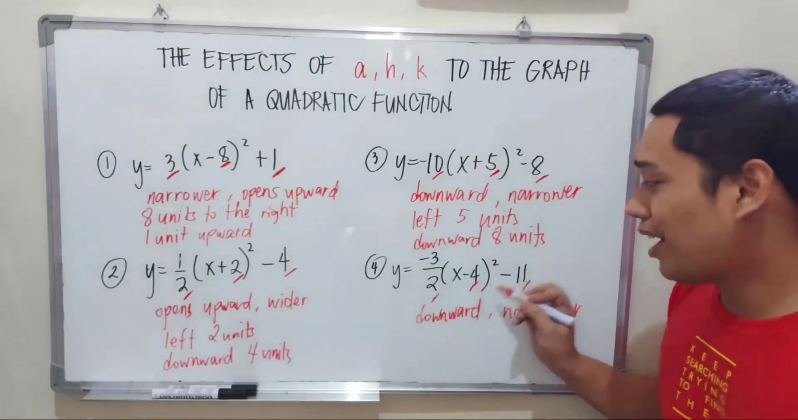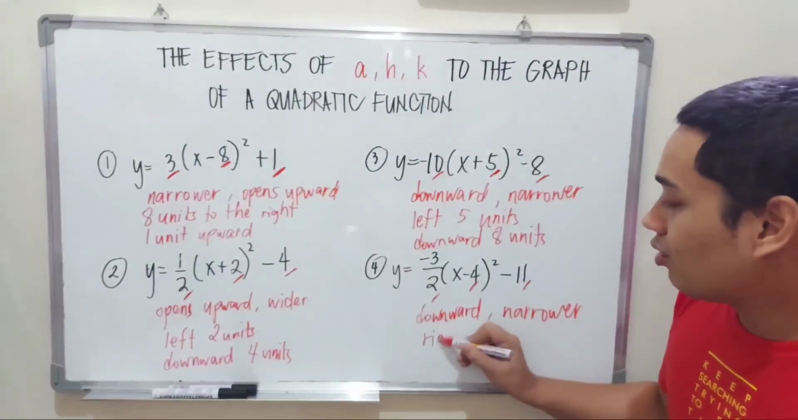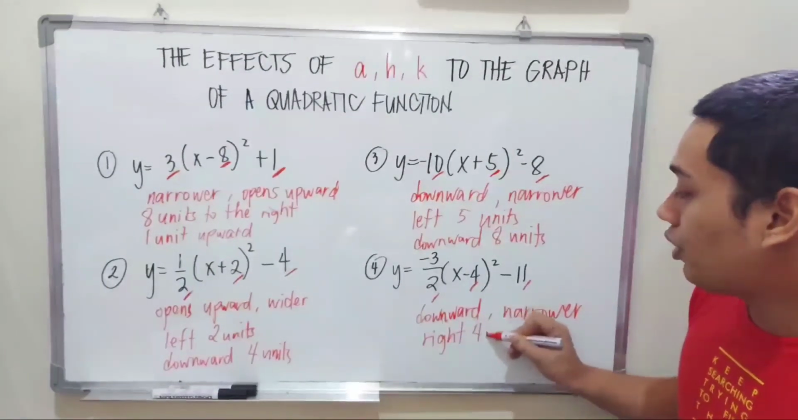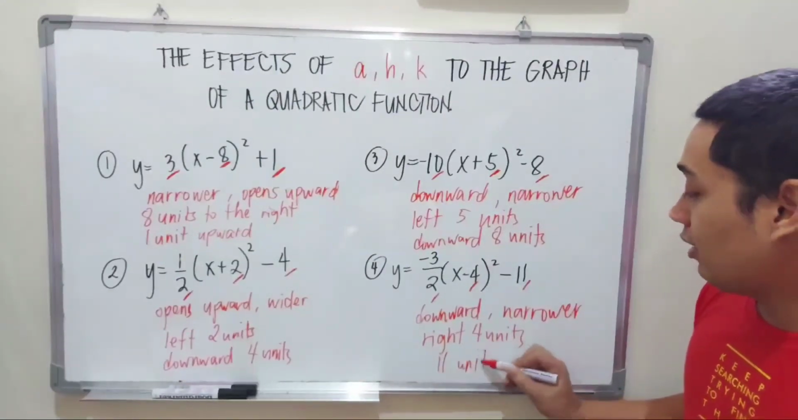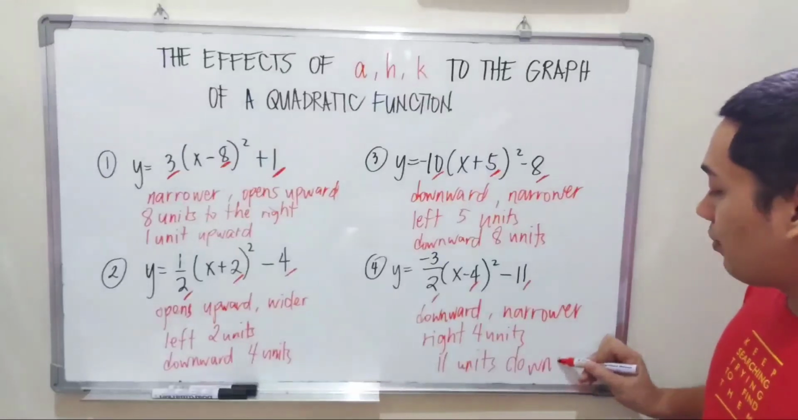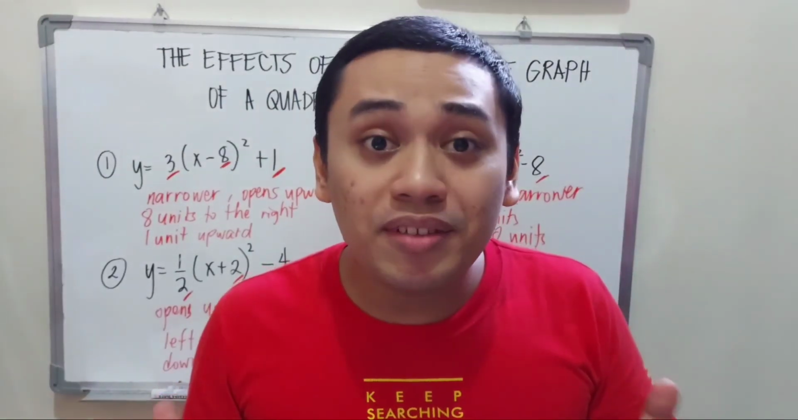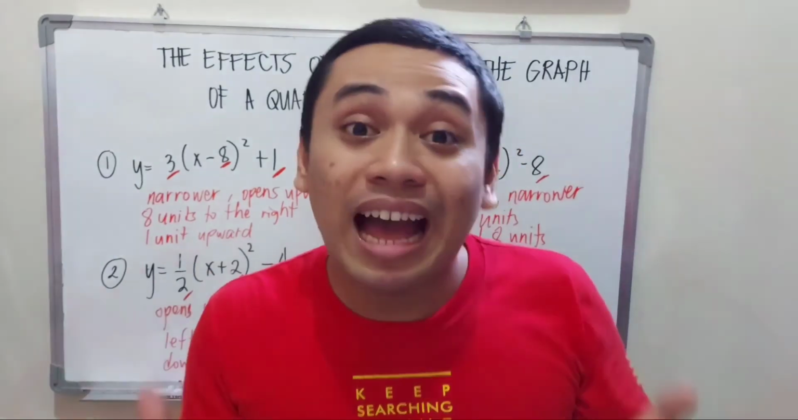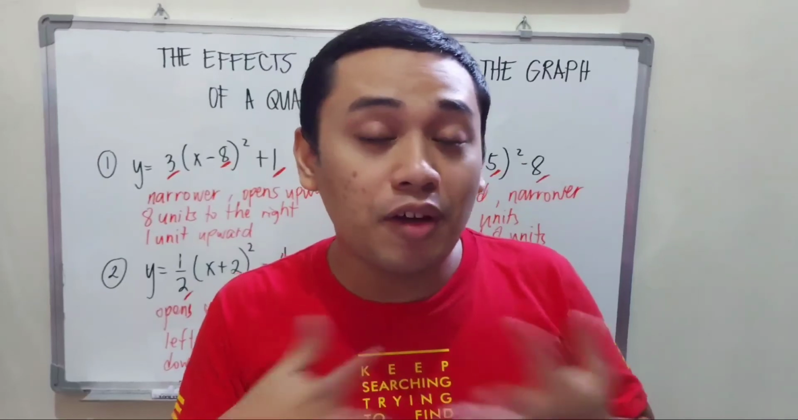We have x minus 4. Positive ang h. So, that is to the right, 4 units. And 11 units downward since negative ang ating value ng k. So there you have it guys. Ganun lang po kasimple mag-analyze ng effects ng a, h, and k to the graph of a quadratic function.